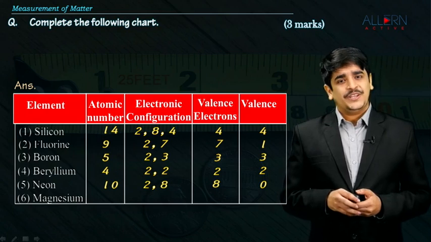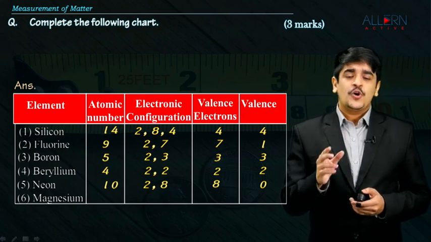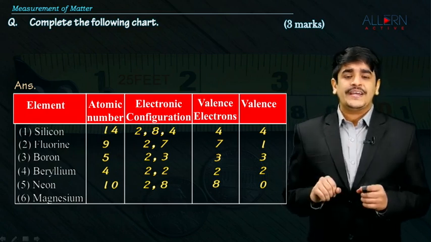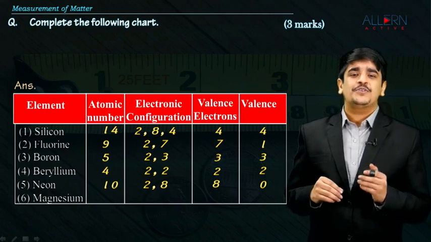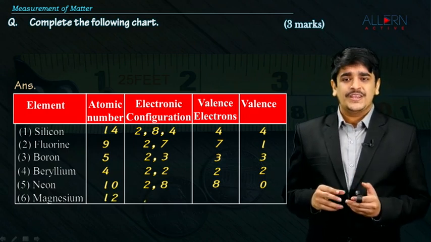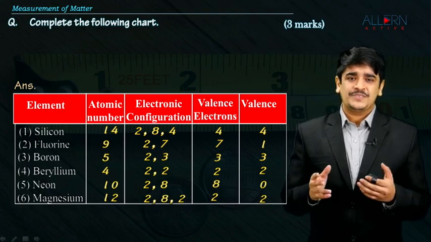And finally we have magnesium, atomic number 12, configuration 2,8,2, desired configuration 2,8. For that it has to lose 2 valence electrons and therefore the valency is going to become +2. That, my dear friends, is how you solve this particular table.